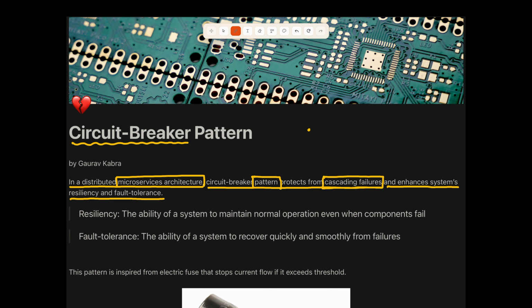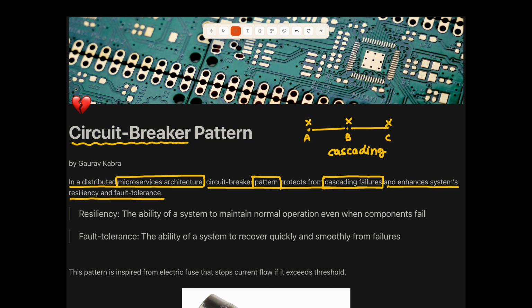So let's say we have three components A, B, C. And let's say C failed. And due to C failed, let's say B started failing and then A started failing. This is known as cascading.